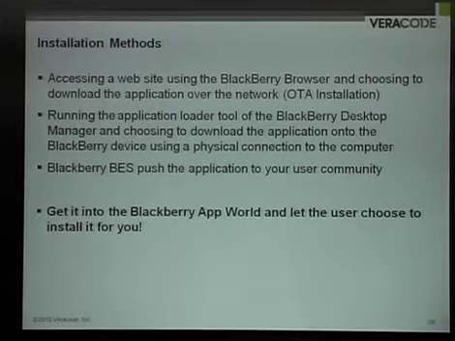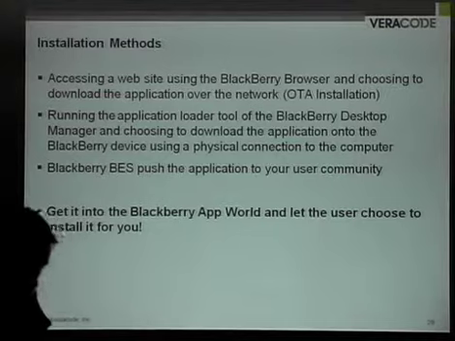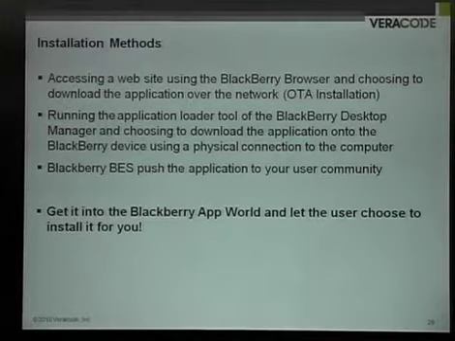Common installation methods for applications in general are accessing a website using the BlackBerry browser and doing an OTA over-the-air installation of the application by using the JAD file. Running the application loader tool in the BlackBerry Desktop and pushing it from the actual PC itself to the device. You can do a BlackBerry BES push of the application to the user community. Or the most important one is get it into the BlackBerry App World and let the user do it for you. That way you don't have to compromise, you don't have to social engineer, you don't have to do anything. Just push it up to the BlackBerry App Store and make it look really nice and pretty, and then grab all the user's data.